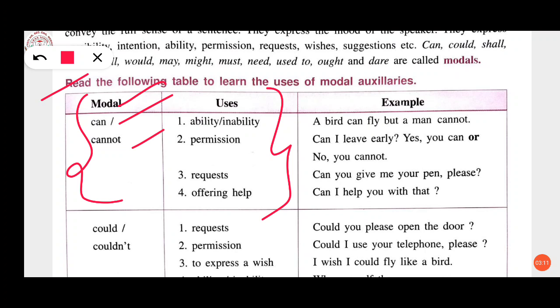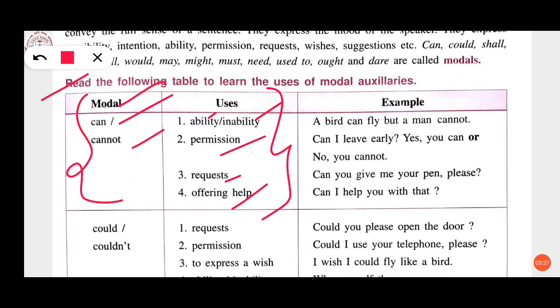See the uses, where to use can and cannot. First, to show ability and inability. Second, permission. Third, request. And fourth, for offering help to anyone. So here we have examples.